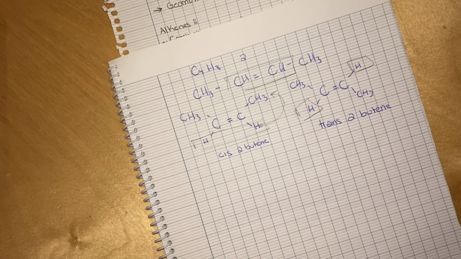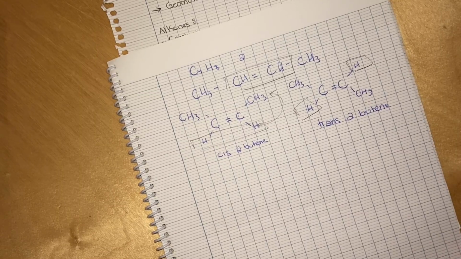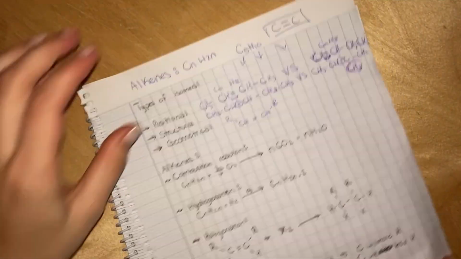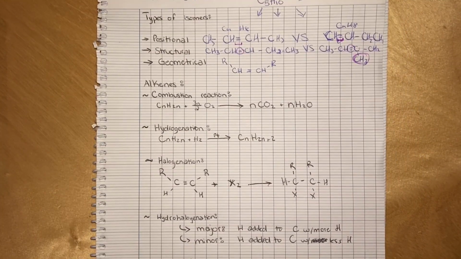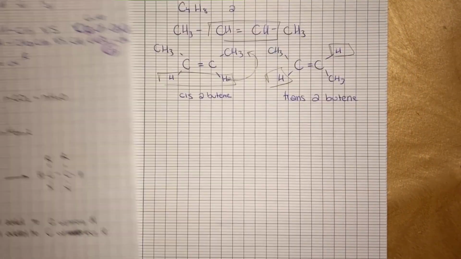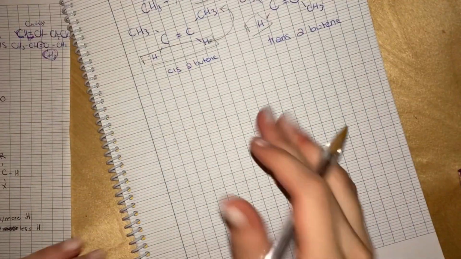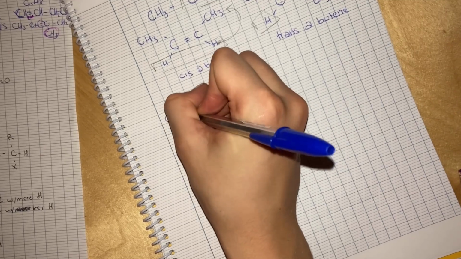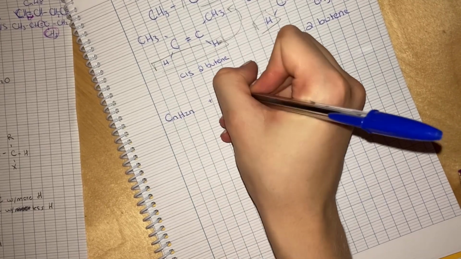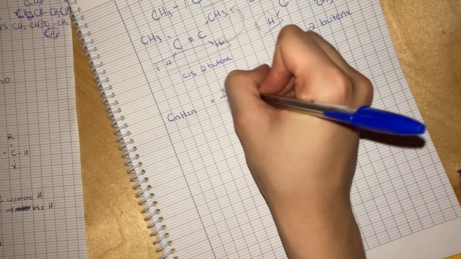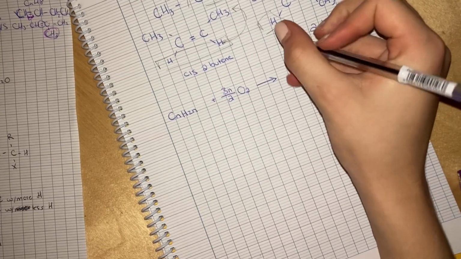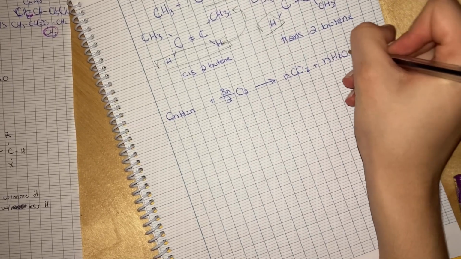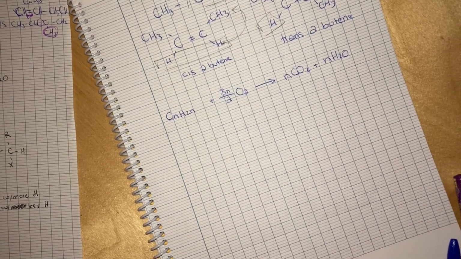Now, moving on to the more alkene-related part of the lesson: the reactions. The first reaction is the combustion reaction. Let me write this out for you. The combustion reaction says that CnH2n plus 3n over 2 O2 gives nCO2 plus nH2O. Let's give a quick example for that.